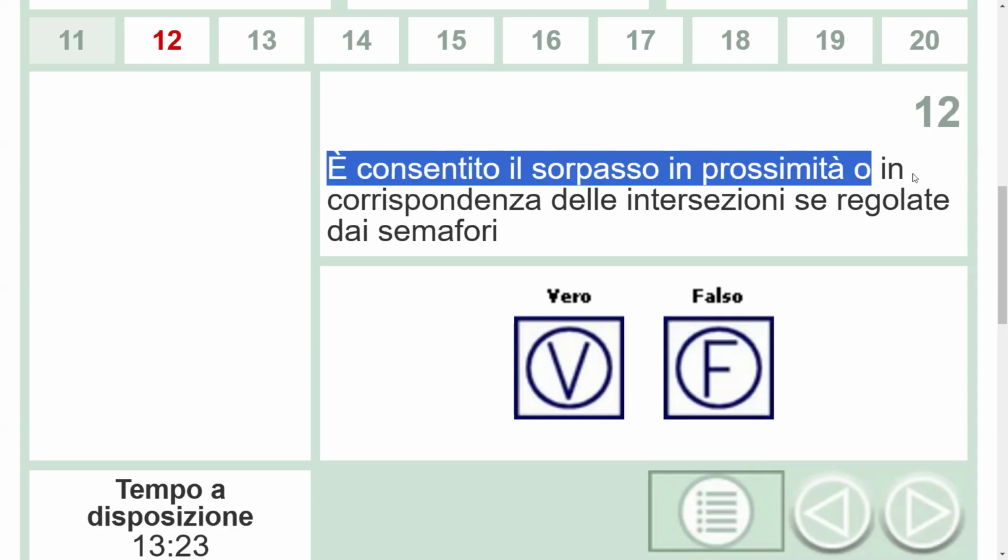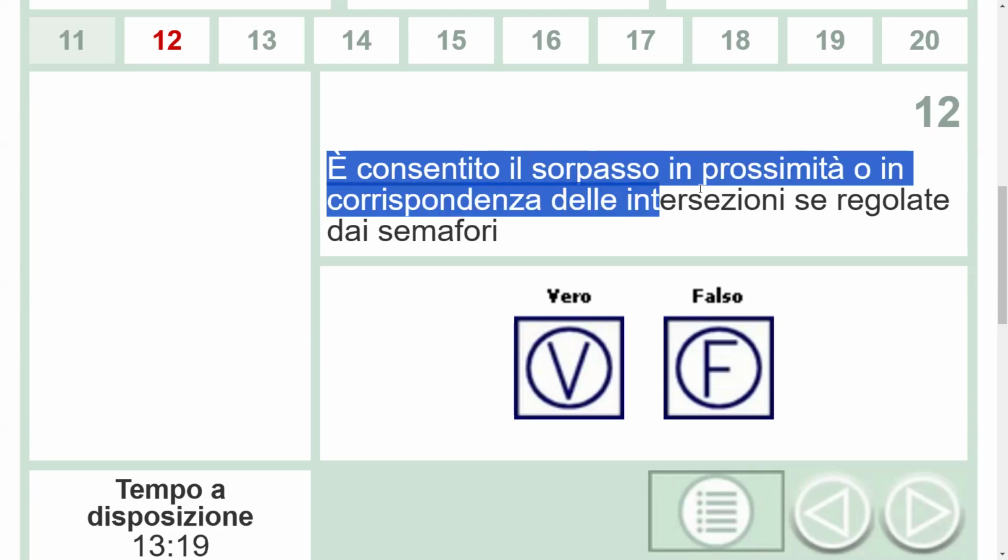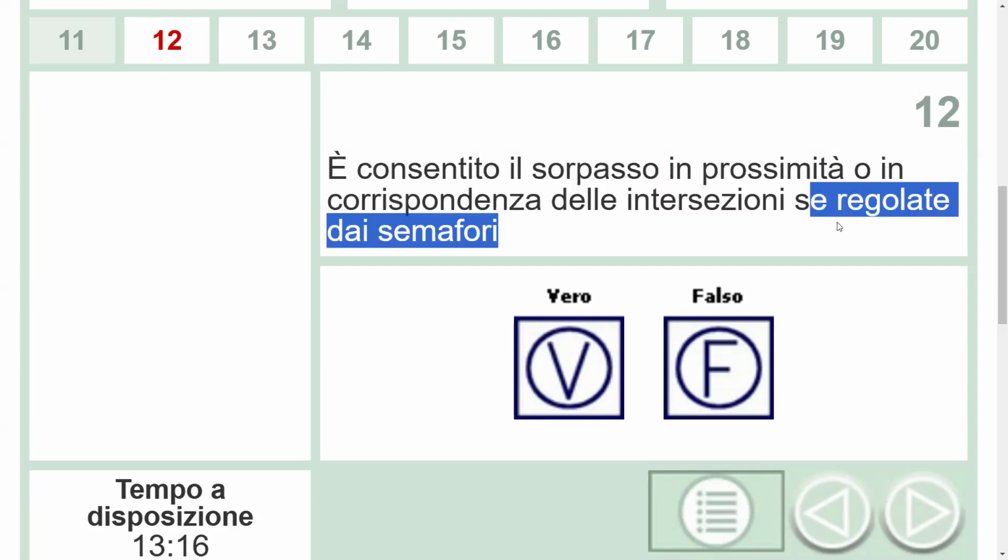È consentito sorpasso in prossimità e in corrispondenza, it is allowed to overtake in the vicinity and on top of intersections if it is controlled by traffic lights. Se regolate da semaforo. Yes, we learned it right now, and that's vero.